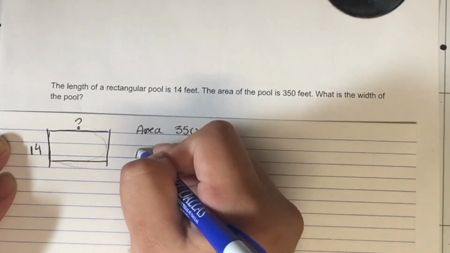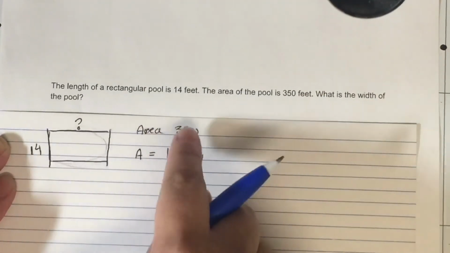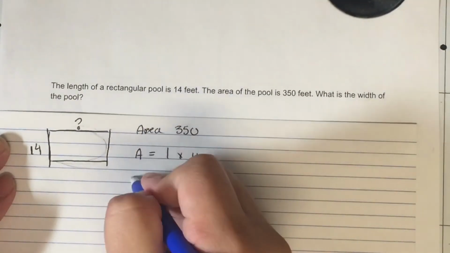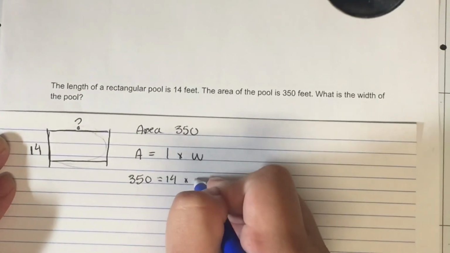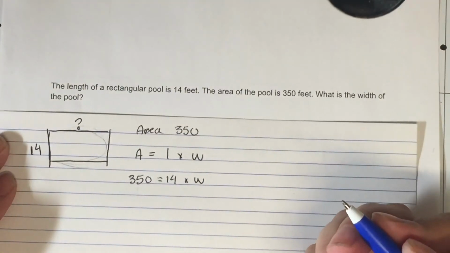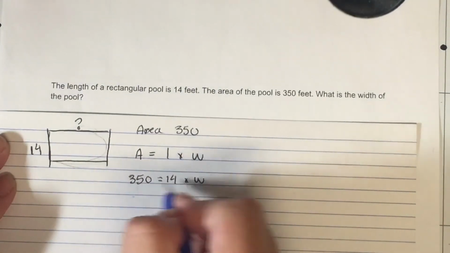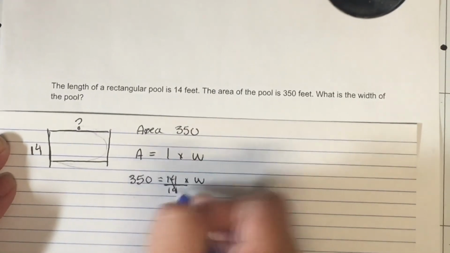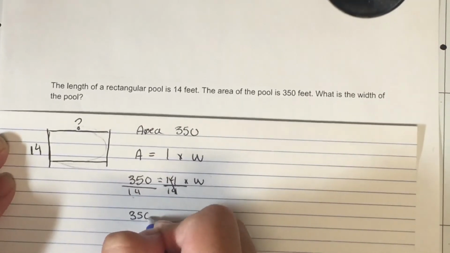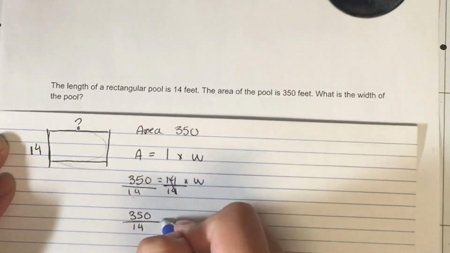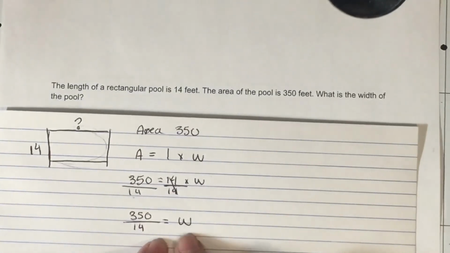And we know that our formula is area equals length times width. So we can plug in the 14 and 350 to our formula. When we do that, we're left with this. Now what we're looking for is the width. Now what we can do is divide both sides by 14. This will cancel this 14 and will leave us 350 divided by 14 equals the width. See how everything came to this? And I was just looking for the width.